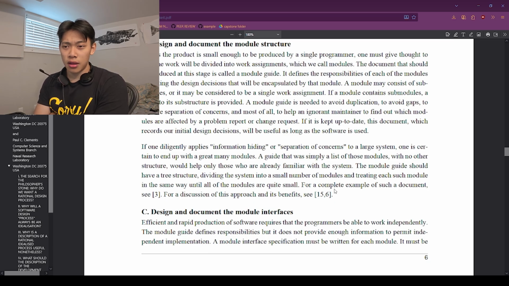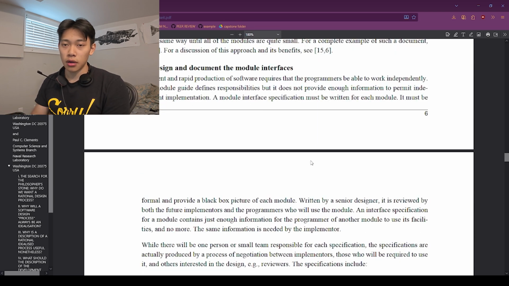A guide that was simply a list of those modules with no other structure would help only those who are already familiar with the system. The module guide should have a tree structure, dividing the system into a small number of modules and treating each submodule in the same way until all of these modules are quite small. For a complete example of such a document, see 3. For a discussion of this approach and its benefits, see 15 and 6.